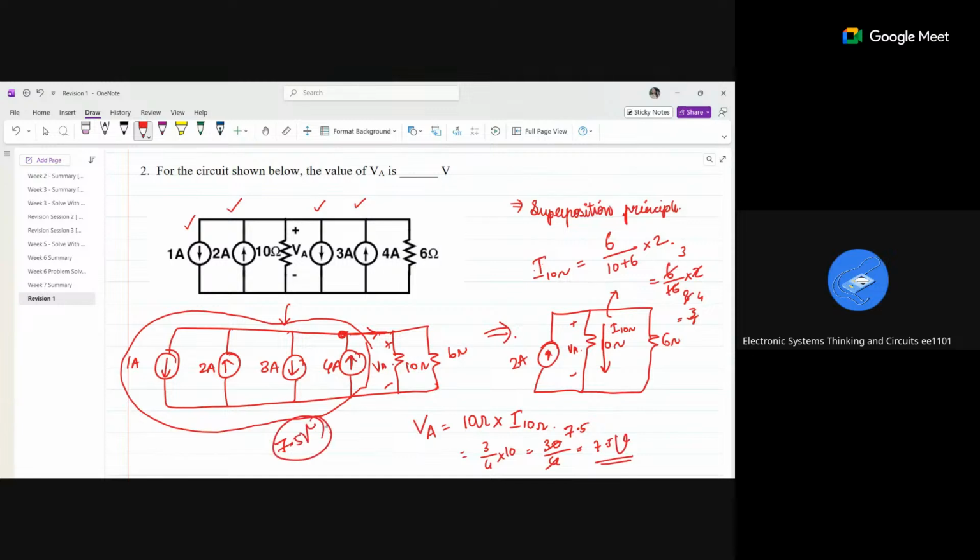Just because superposition is there, don't always think about superposition. Try finding the easiest way to solve the problem. Okay? Okay, ma'am. Yeah.